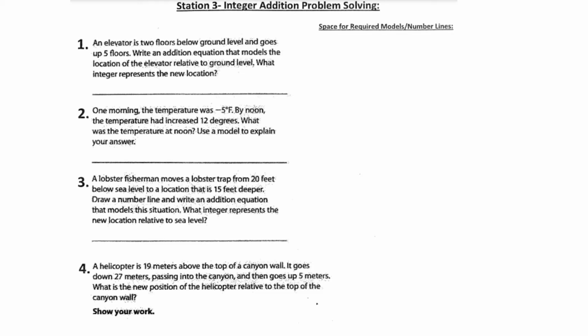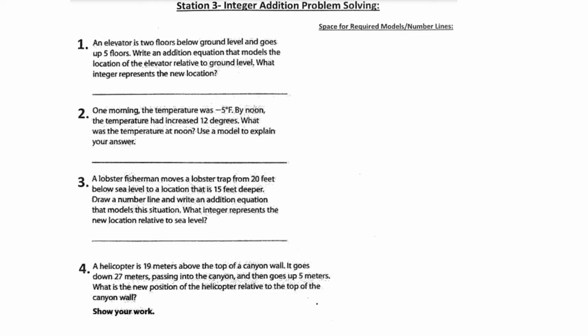Number 1, an elevator is 2 floors below ground level and goes up 5 floors. Write an addition equation that models the location of the elevator relative to ground level. What integer represents the new location?